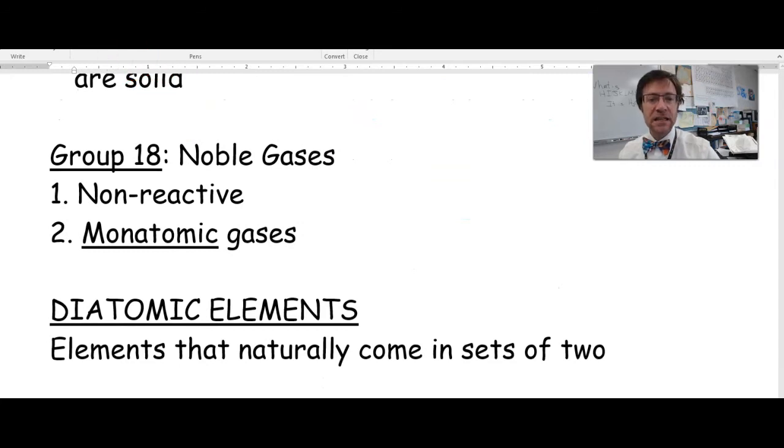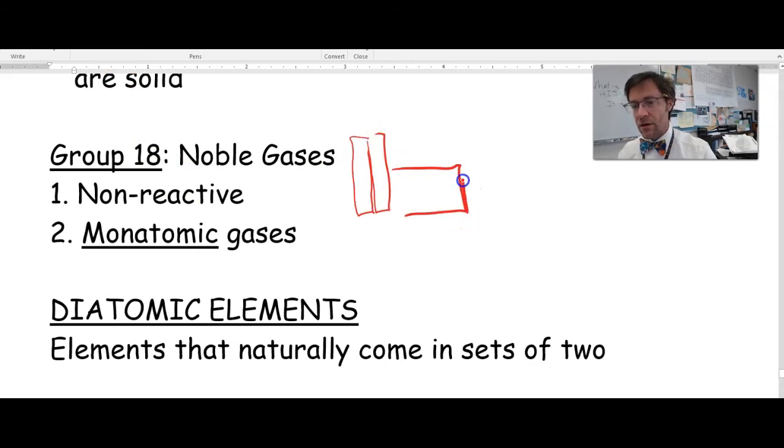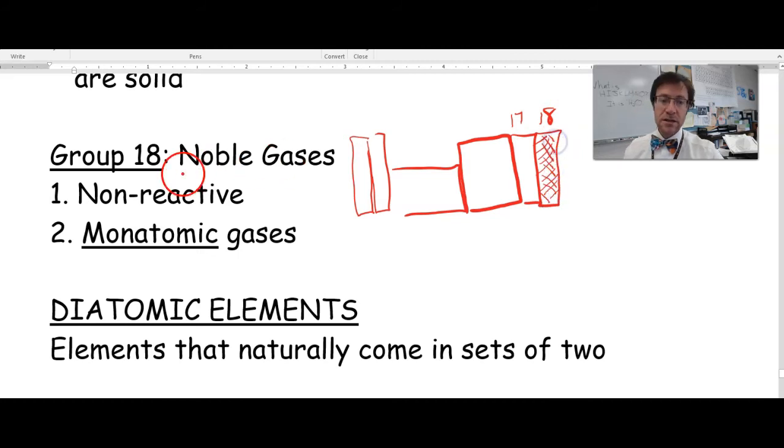Finally, last but not least, our noble gases. There's group 1, there's group 2, transitions. We have our nonmetals, we have our halogens, that's group 17. And now this guy at the very, very end. These are the noble gases. Here's what we need to know about them. They don't do anything. They don't react at all, because these guys all have 8 valence electrons.